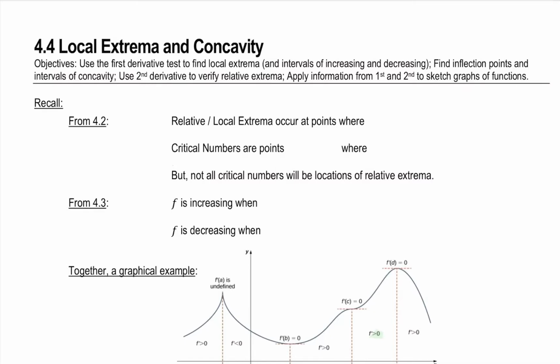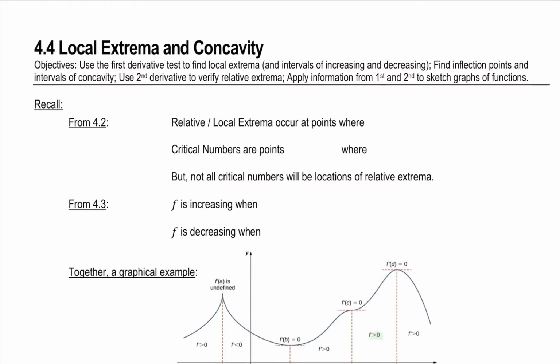So first, we're going to pull together some of the things that we have already learned from the last couple of sections, and culminate with this first derivative test. So from 4.2, here's what we know. We know that relative or local extrema occur at points where the derivative f prime is either equal to 0 or where the derivative does not exist.